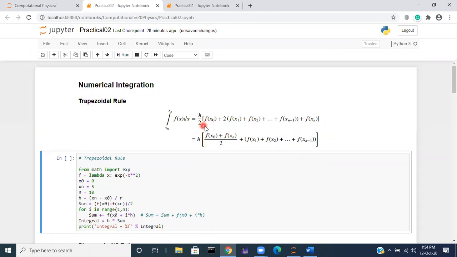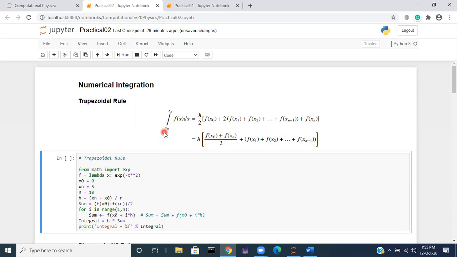Recall, this is the formula for the trapezoidal rule. We have an interval from x naught to xn. You divide this interval into a number of equal parts. The length of each part is h.